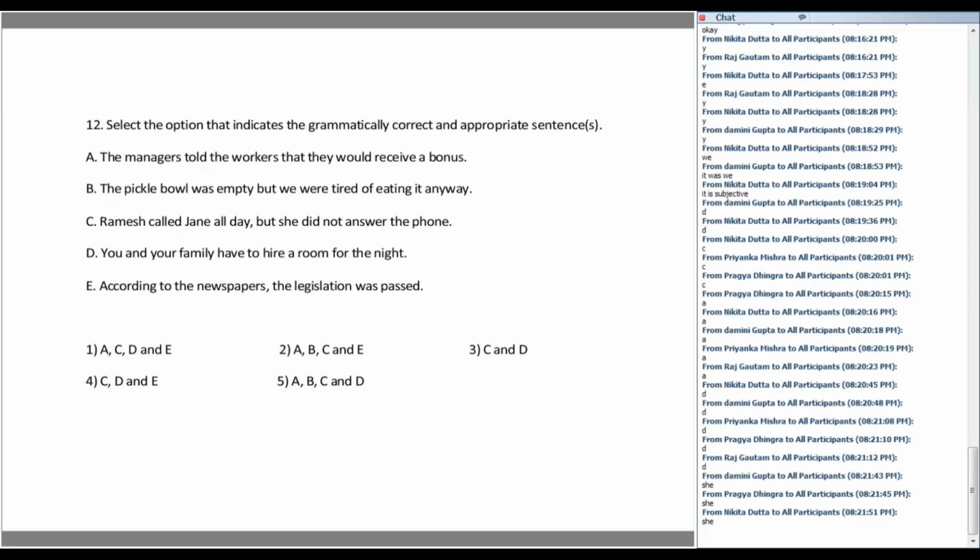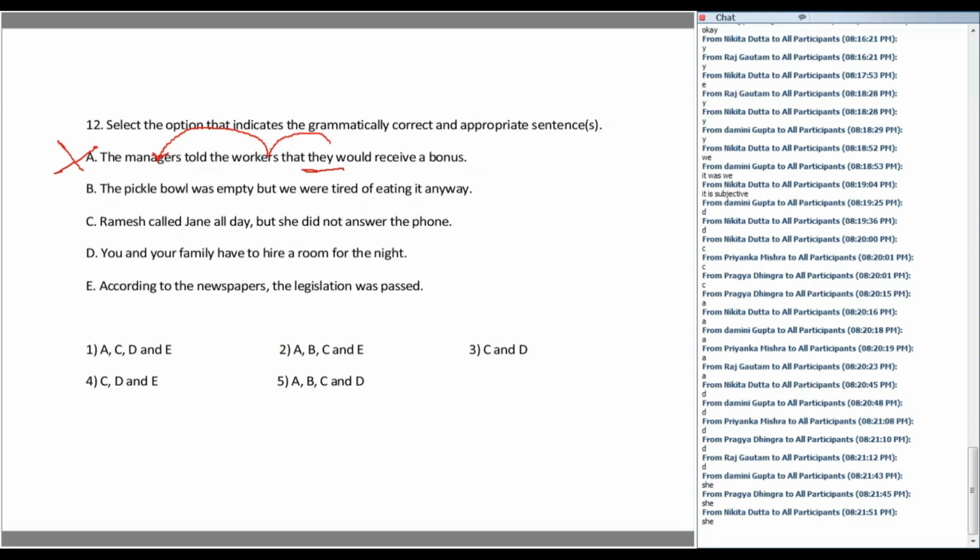Number 12. Select the option that indicates the grammatically correct and appropriate sentences. Let's see. The managers told the workers that they would receive a bonus. Wrong. Question is, who are they? They workers हैं या they managers हैं? Who will receive the bonus? Pronoun reference error. Okay.